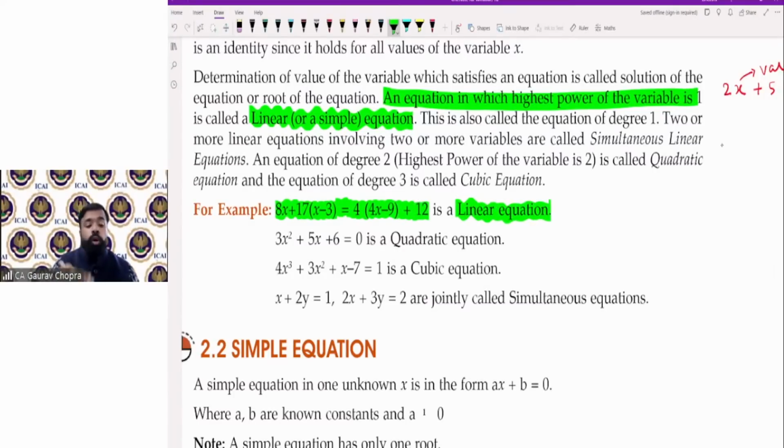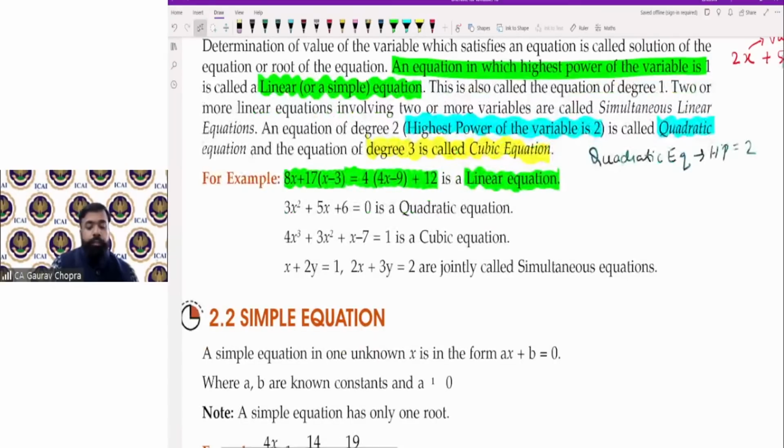Now, what if the power is 2 or more than 2? If the power is 2, then it is known as a quadratic equation. When the highest power is 2, the equation is known as a quadratic equation. And if the highest power is 3, then it is known as degree 3, that is, a cubic equation. When the highest power is 3, it is known as a cubic equation.